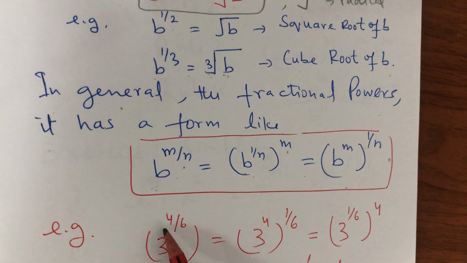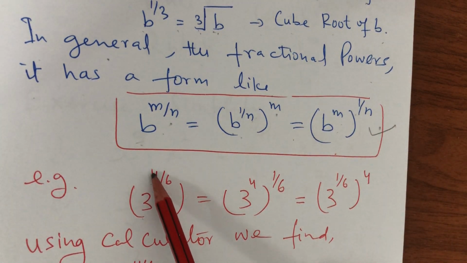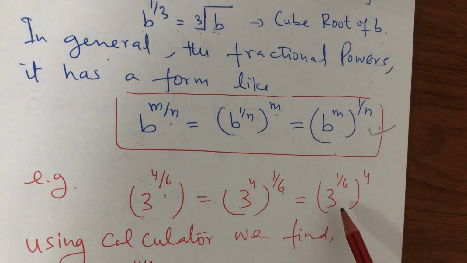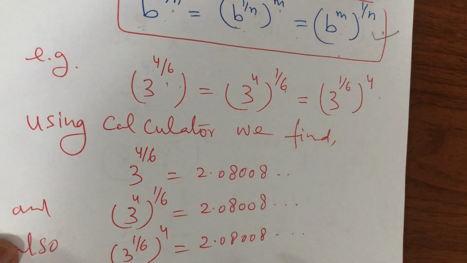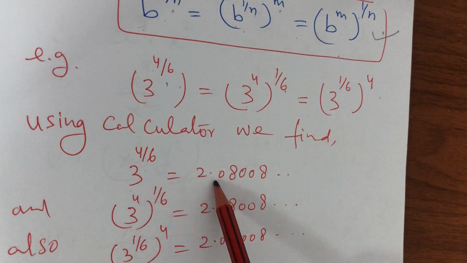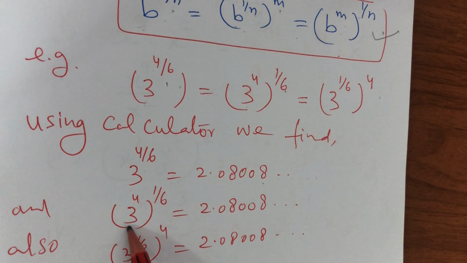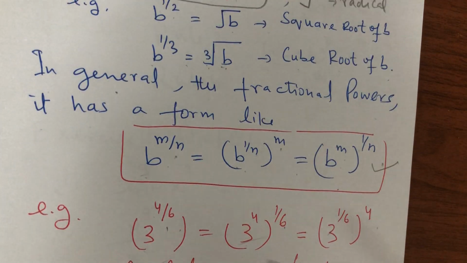For example, 3 power 4 over 6. According to this rule, we can write 3 power 4 over 6 in this way: 3 power 4, bracket, power 1 over 6, or 3 power 1 over 6 whole power 4. I have just shown it through a calculator. If we calculate 3 power 4 by 6, we get 2.08008 and many more digits. The same value when we calculate 3 power 4 whole power 1 by 6, and when we calculate 3 power 1 by 6 whole power 4, again we get the same value. So this rule is correct.